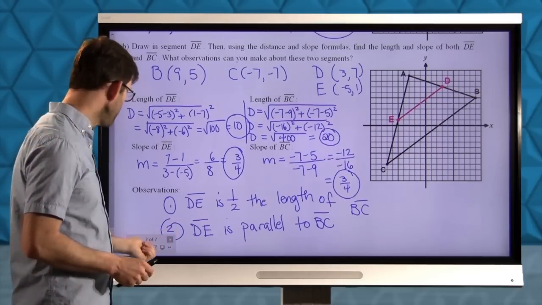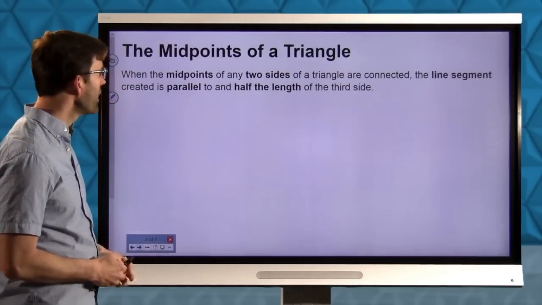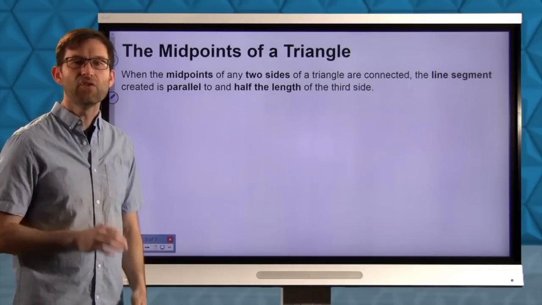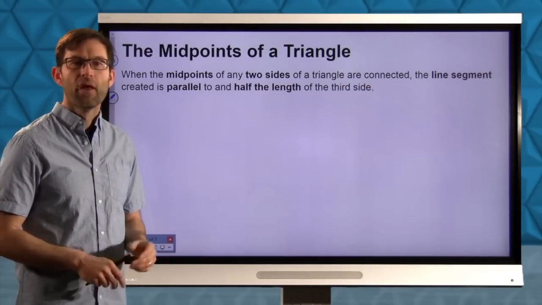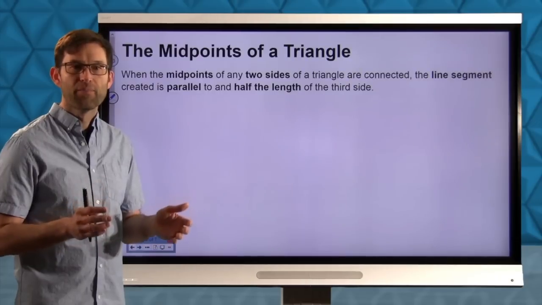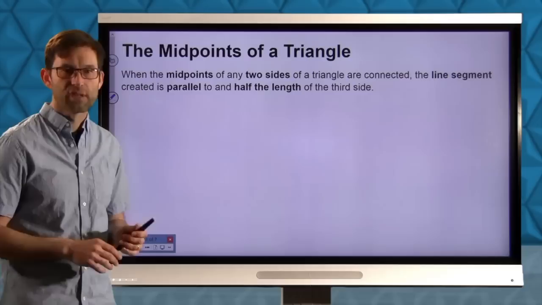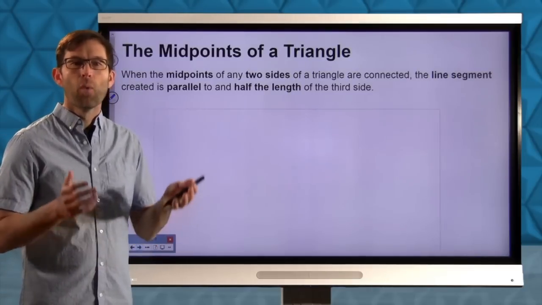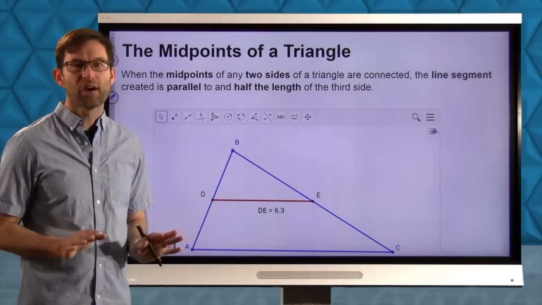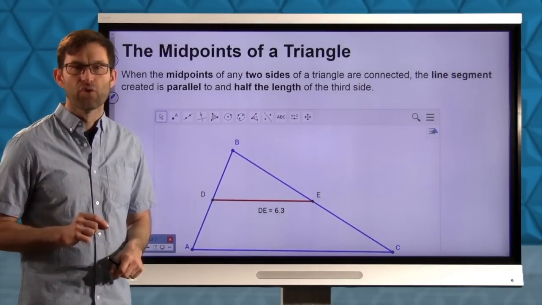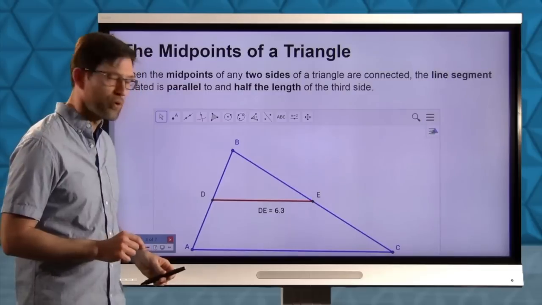Okay, let's do it. All right, the midpoints of a triangle. When the midpoints of any two sides of a triangle are connected, the line segment created is parallel and half the length of the third side. Isn't that amazing? When the midpoints of any two sides of a triangle are connected, the line segment created is parallel to and half the length of the third side.